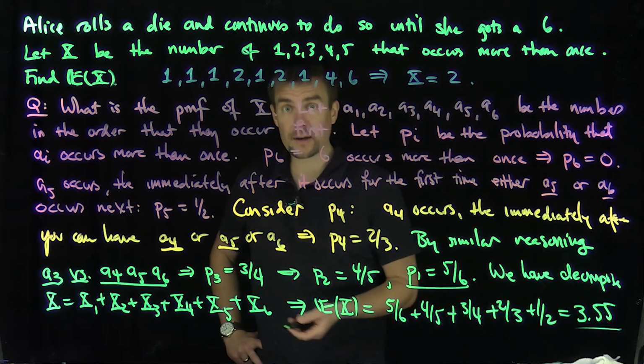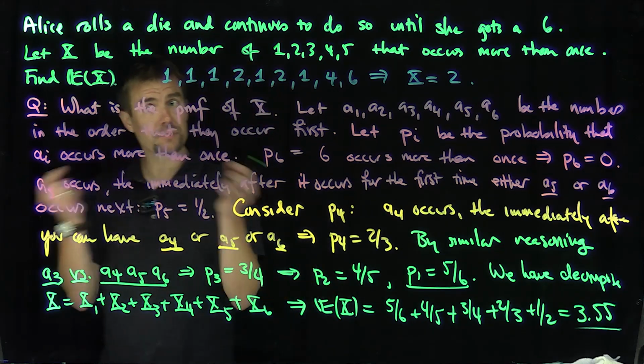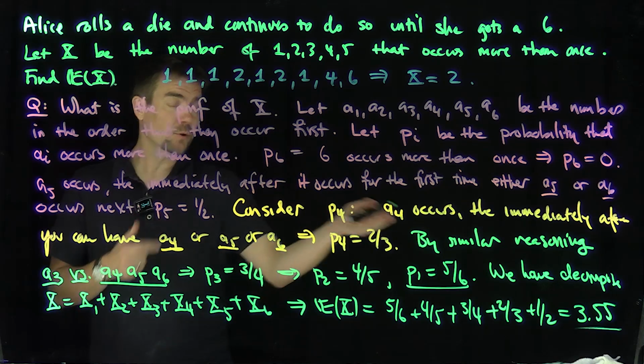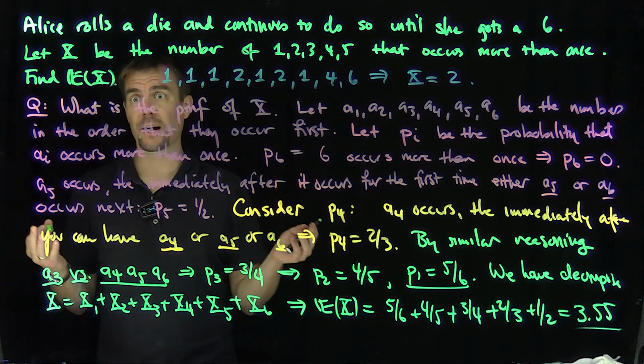So we've used the classic trick of taking a random variable X and decomposing it into a sum of other random variables, and we've found those corresponding probabilities all by the symmetry of the process.